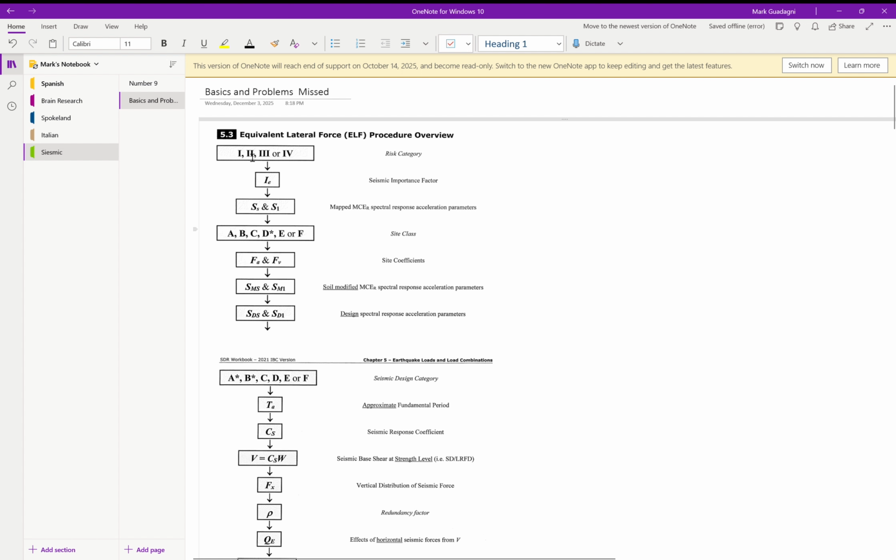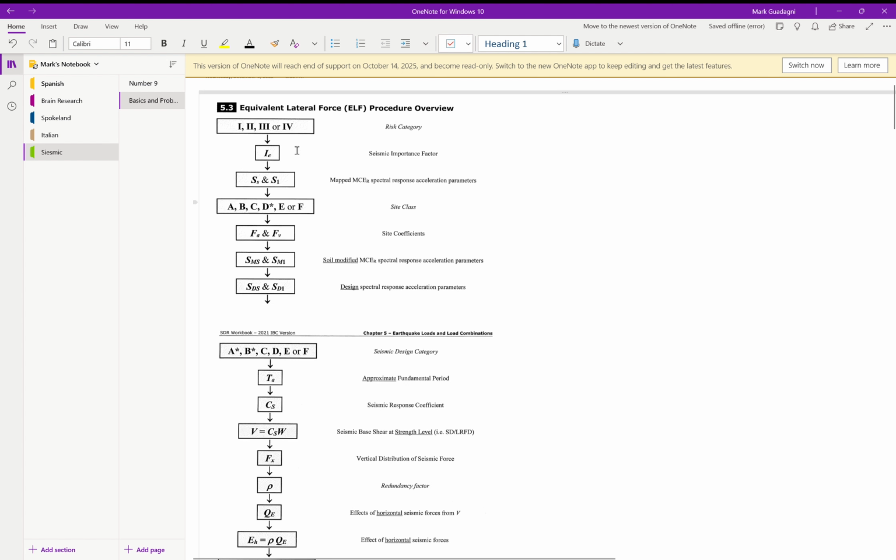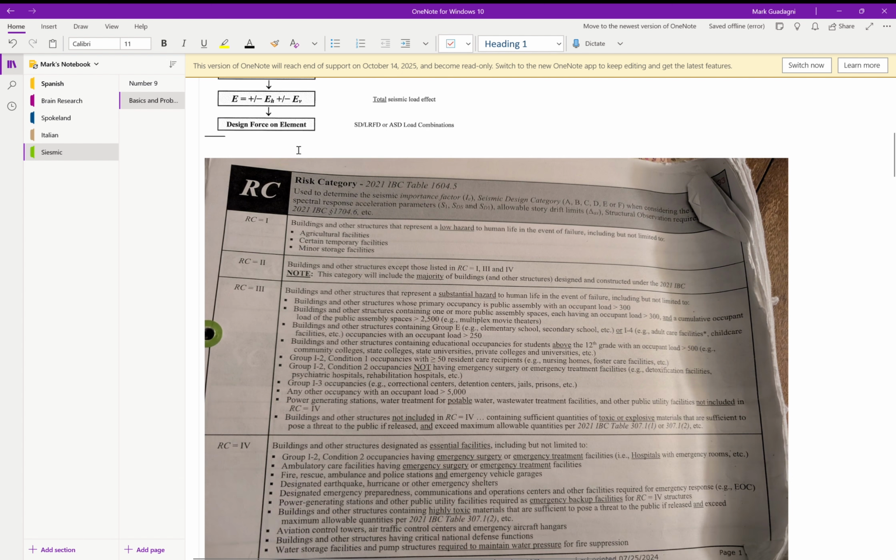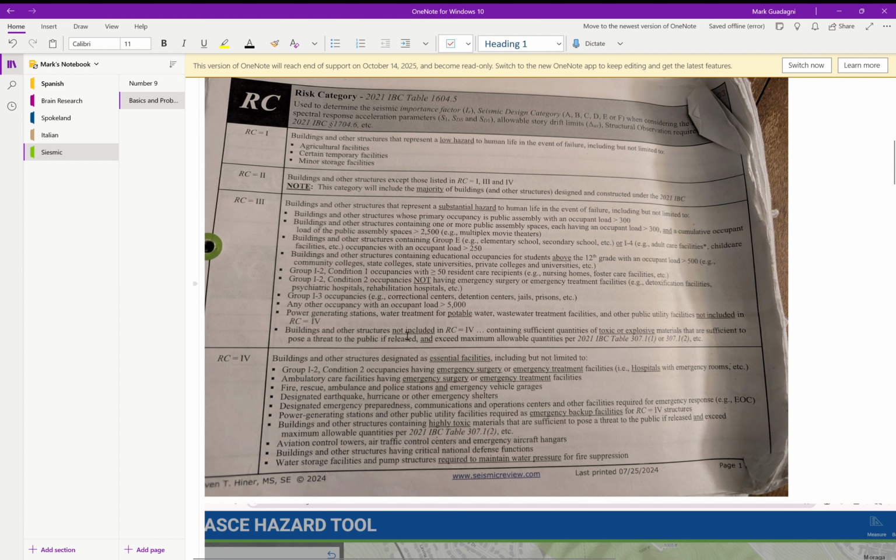Most things are in risk category 2, but things that are more important, like hospitals and police stations, are risk category 4. And that has the biggest bearing on the building in terms of your factor of safety. But to determine what risk category it is in, the code stipulates that, and this is all summarized in a chart, another one here by Stephen Heiner.